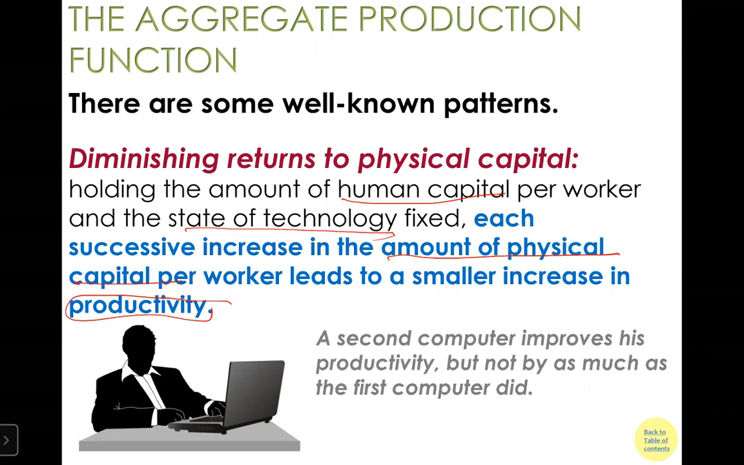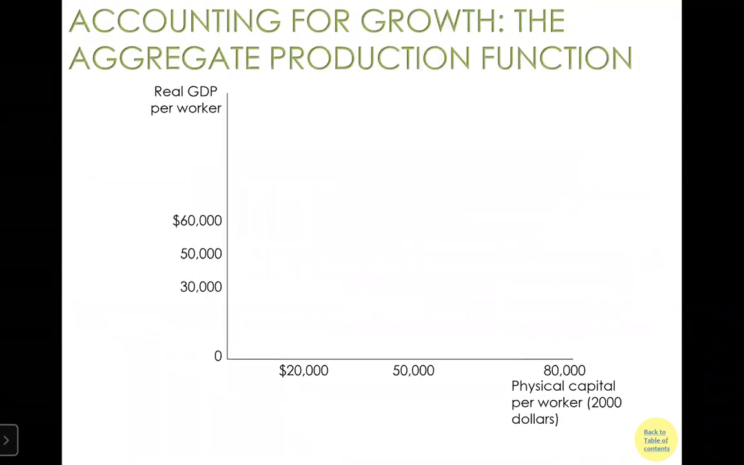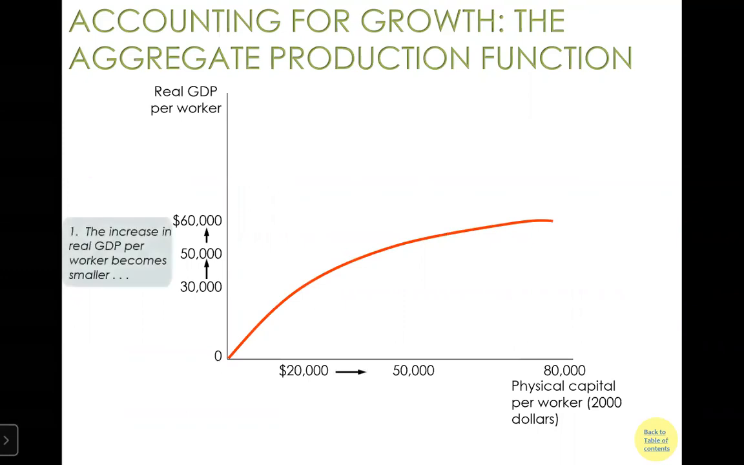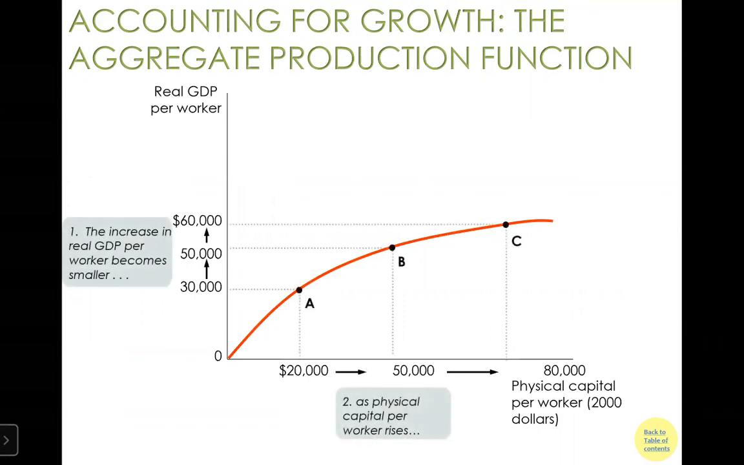What is behind that? Because you have a certain amount of attention, right? And also because additional capital may make the workplace crowded. Those are potential explanations for diminishing return to physical capital. This also has an important implication: the poorer the country, the higher the return on its physical capital. That immediately implies a higher economic growth rate.